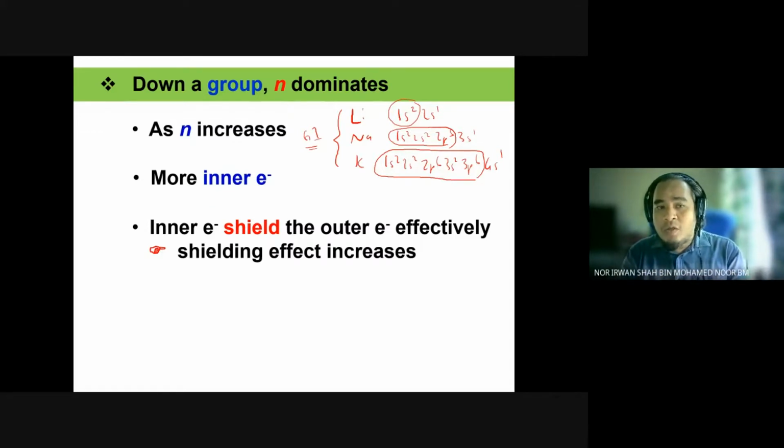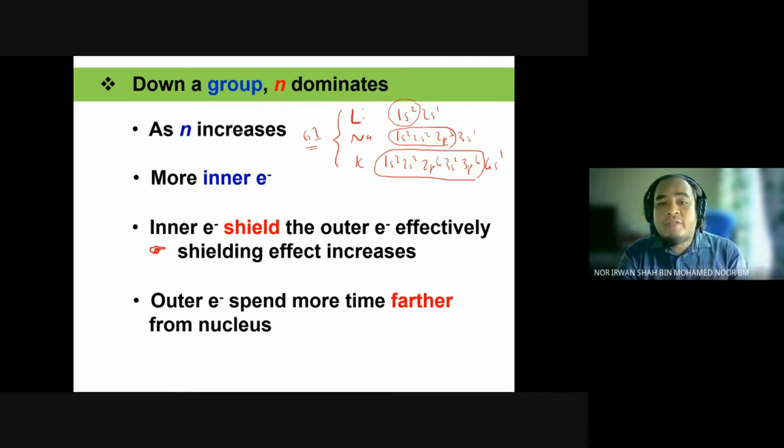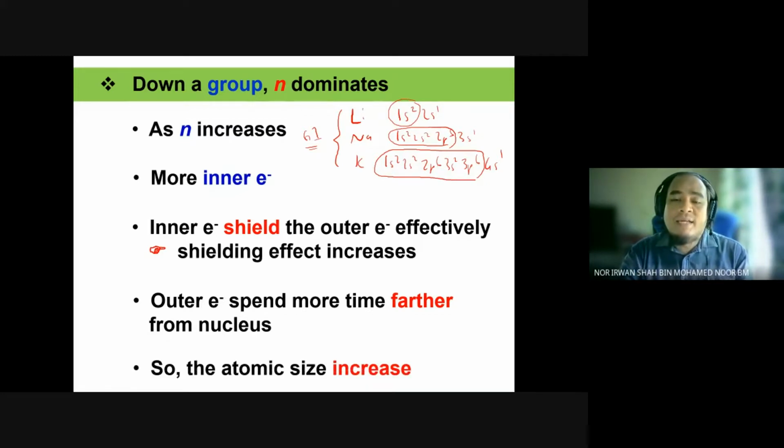Dia akan jadi makin jauh. So bila makin jauh guys, apa kesan dia terhadap size? Sebab tu kalau kita tengok guys, what happen actually, these outer electrons akan spend more time farther from the nucleus. Maksudnya lagi jauh daripada nukleus. Sebab apa? Sebab kurangnya attraction. The weaker the attraction. So therefore, apa consequences dia kat sini guys? Jadi dia punya kesan dia adalah the atomic size akan increase. Guys, so sebab itulah kalau kita move down a group from top to bottom, so the atomic size akan increase.